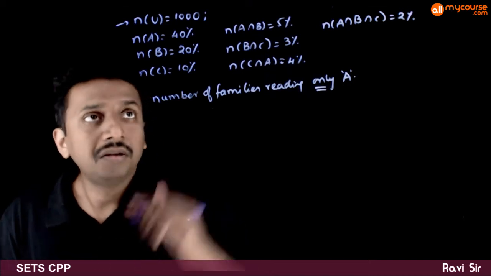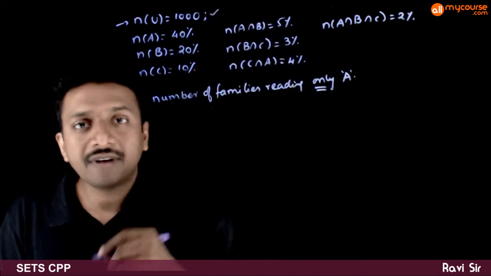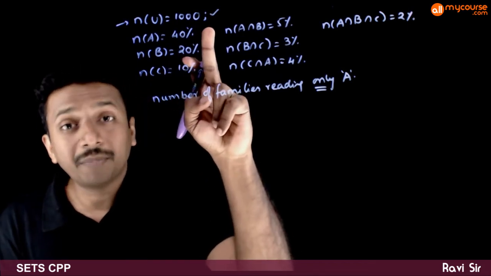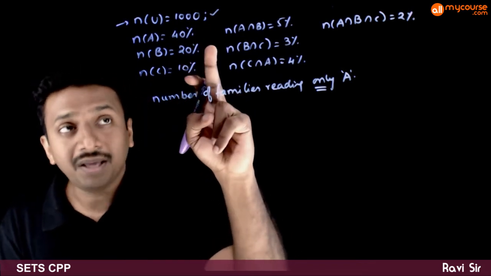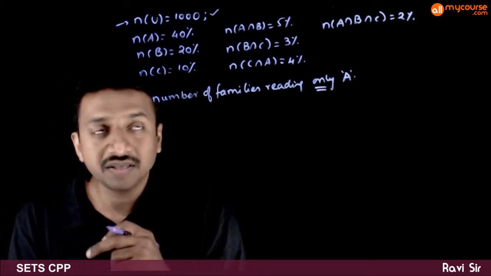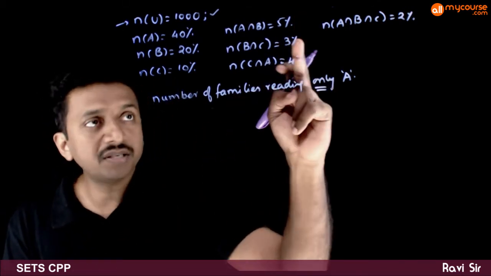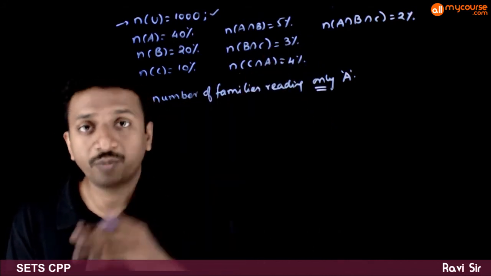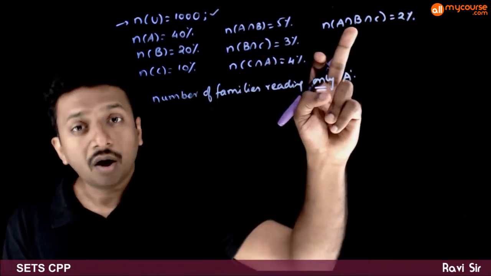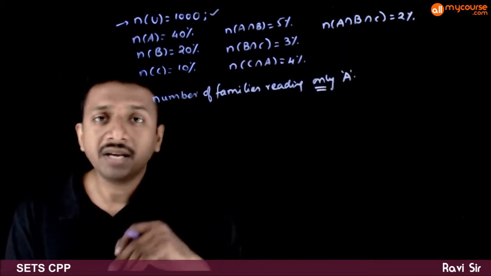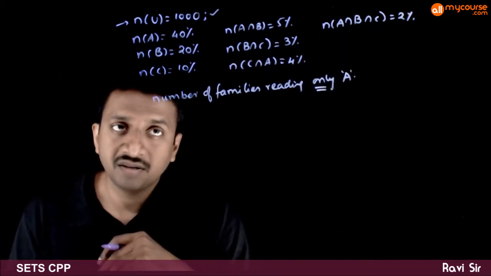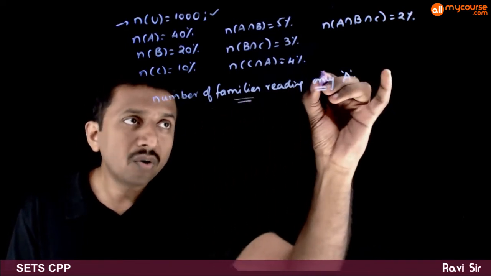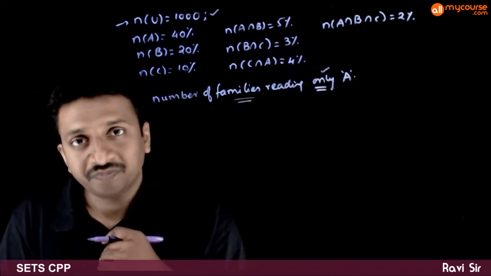So in this question, you're given that there are 1000 families in a locality and the number of families who read paper A is 40%, B is 20%, C is 10%, both A and B is 5%, both B and C is 3%, both C and A is 4%. And all the three newspapers are being read by 2% of the families. And you're now asked to find the families reading only the newspaper A.